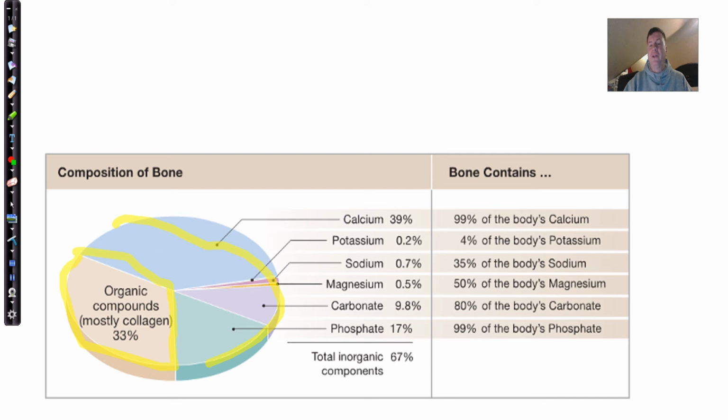And quite importantly, notice this: 99% of the body's calcium and 99% of the body's phosphate is stored in bone. Hugely important when we get into certain diseases to remember that we have this amount of storage of phosphate and calcium in the bone, and you'll see the repercussions of that very soon. I'm not asking you to memorize the percentages, but be very aware of the components that you find in bone.